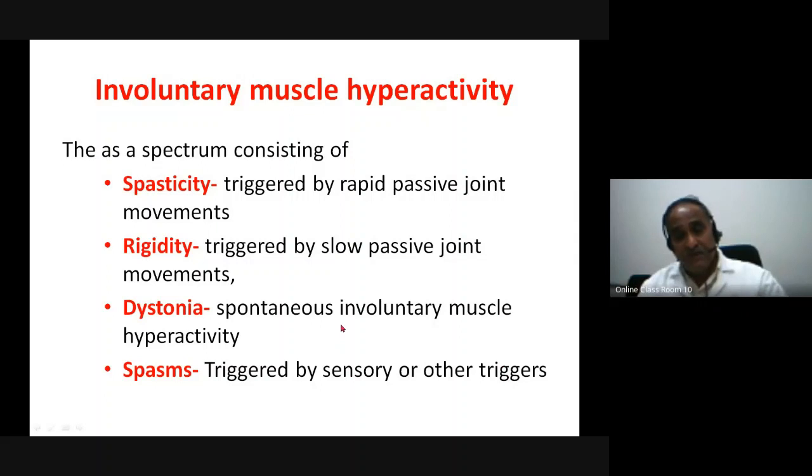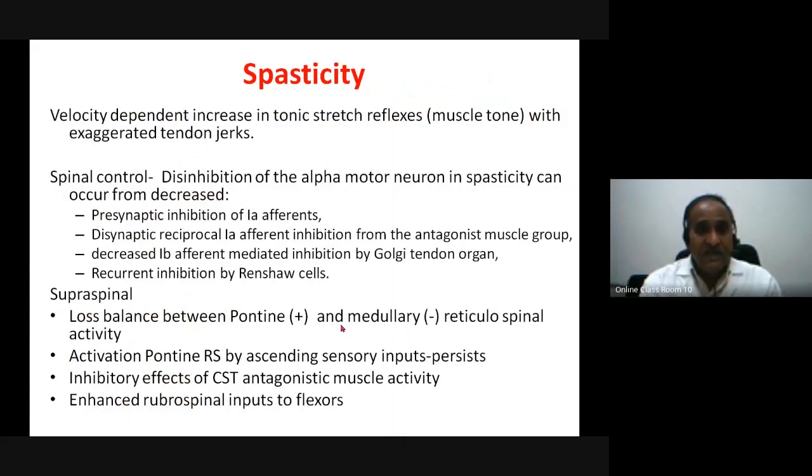This sensory stimulus may be either pain or any other component. They will produce muscle spasm, and that would produce tightness, because they will not relax. In other cases, they may be relaxing. So this is about involuntary muscle hyperactivity. Now I will come back to spasticity because I want to discuss this component, because we use this term spasticity. This is a velocity-dependent increase in the tonic stretch reflex activity.